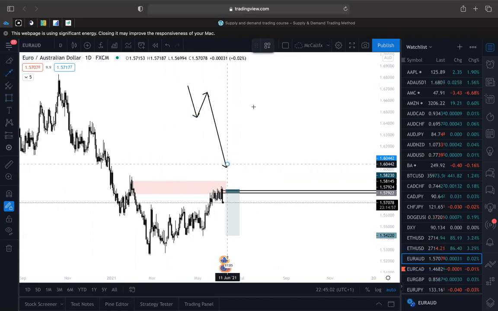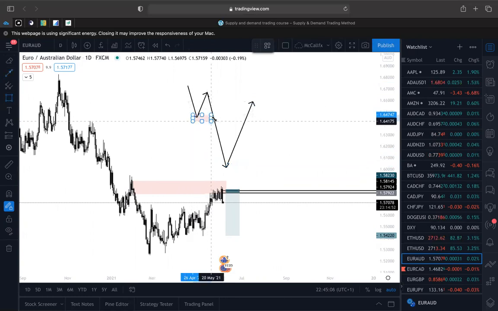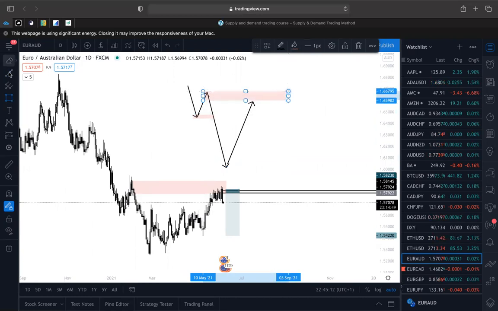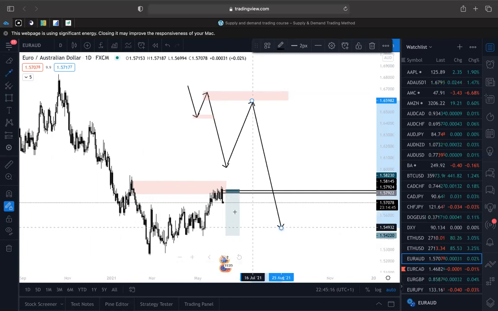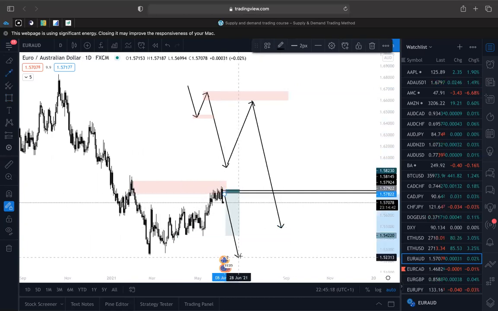We look for price retracing to this supply zone that we have right here. And then what do we expect? This is just a correction. We expect another push to the downside. So I'm expecting another push to the downside since price is actually on our point of interest. This is what I'm expecting off this trade, and the move has actually already happened.